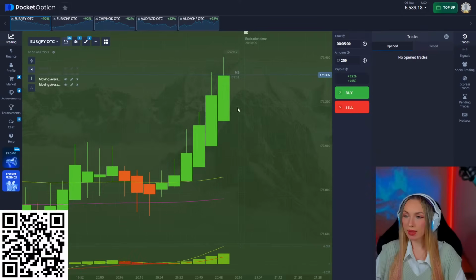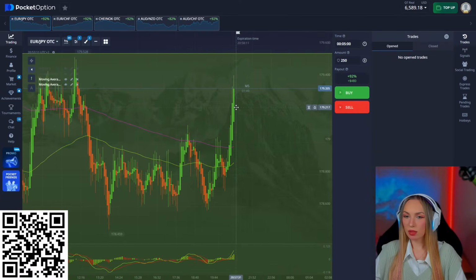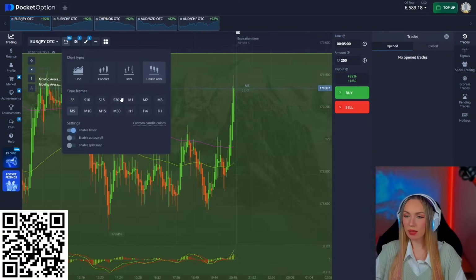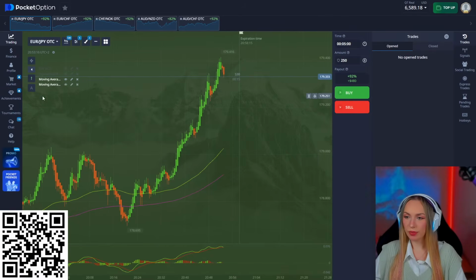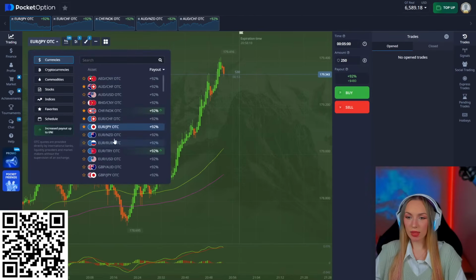Euro GPY seems like it started to go down, but it's actually kind of too early to go down. But we will see.